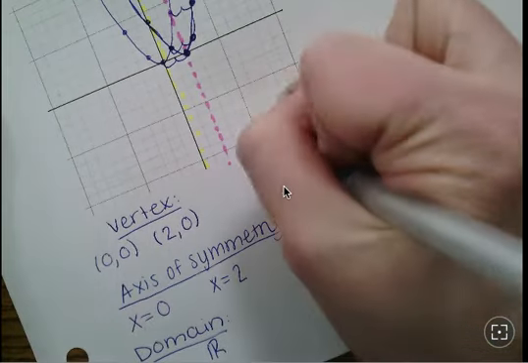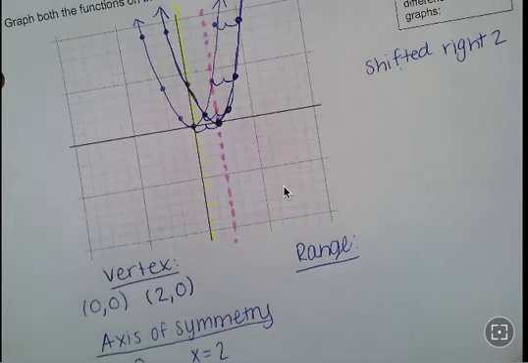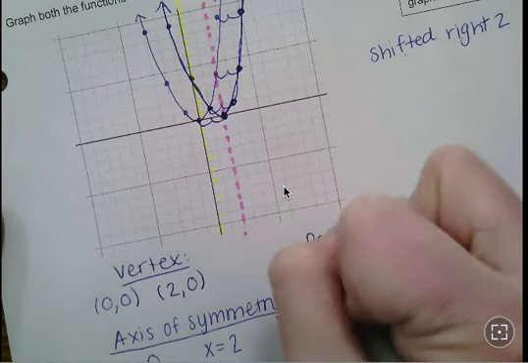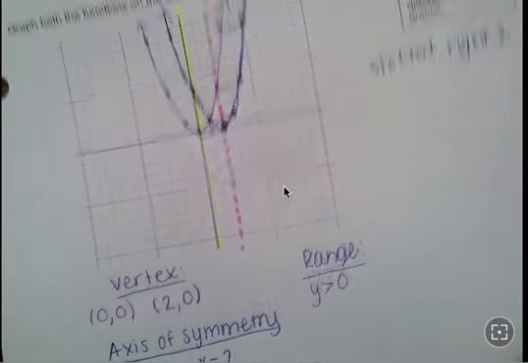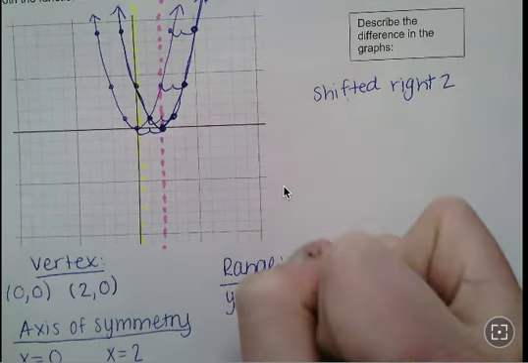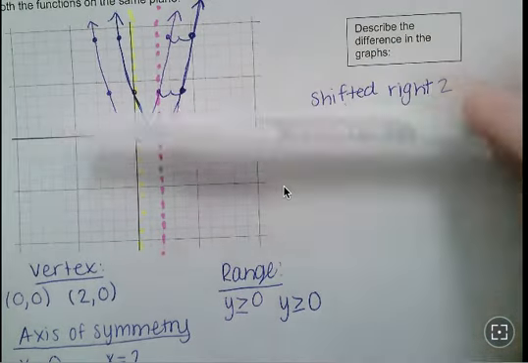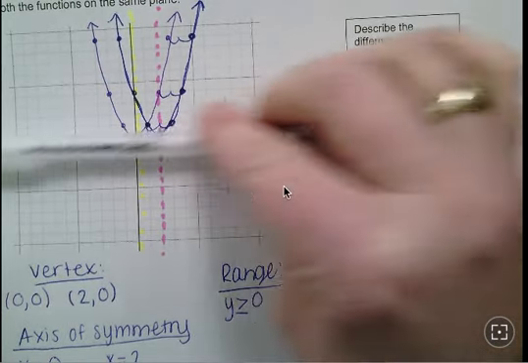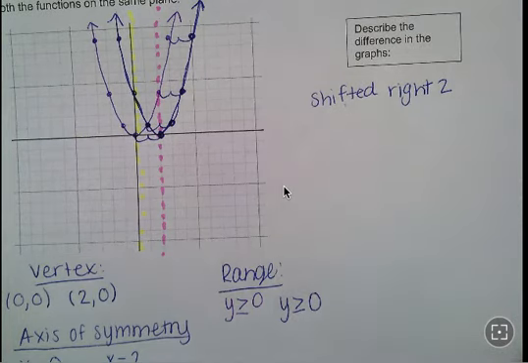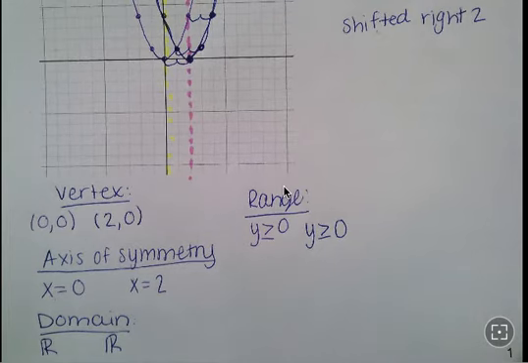And let's talk about the range. For this one, the range of the purple graph is going to be y has to be greater than or equal to 0, excuse me. And if you notice, the range doesn't change on the blue graph at all either. The y values don't change. If we move right and left, nothing's changing about our y. The only thing that's changing here is our x. So the range stays the same between the two things.